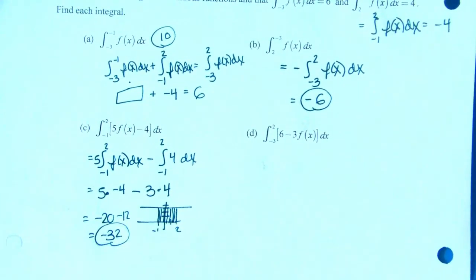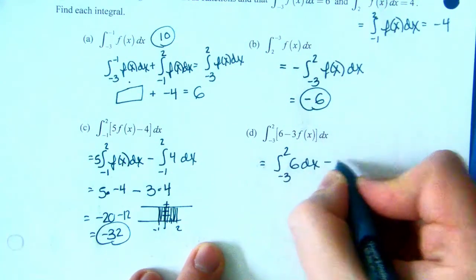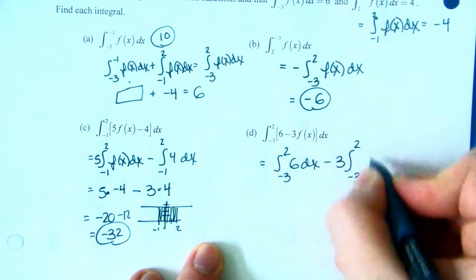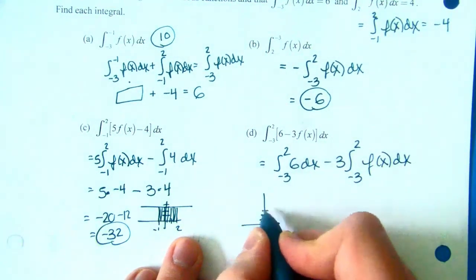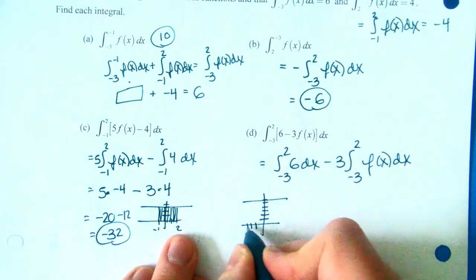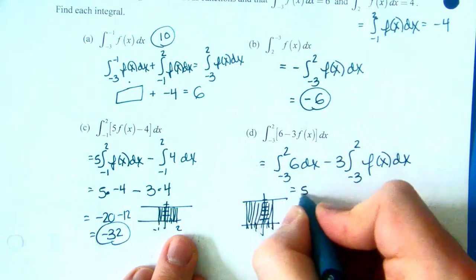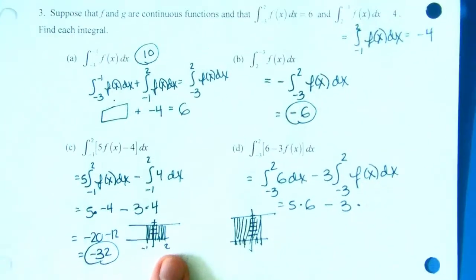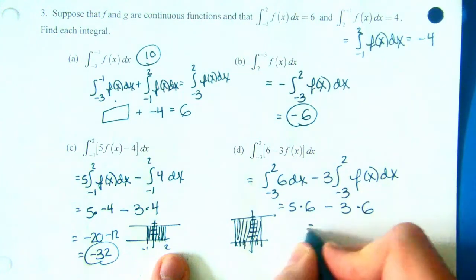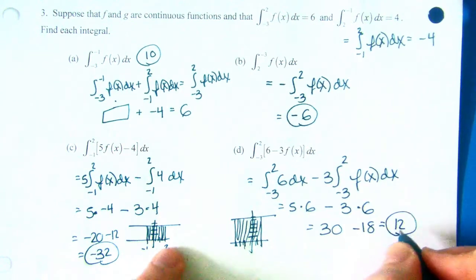Last one, try letter D. Okay, constant function of 6, 1, 2, 3, 4, 5, 6, at a height of 6, starting at negative 3, going to 2. Looks like my base is 5, my height is 6, so 5 times 6 minus 3 times... well, that next one, I gave you what that next one was. I told you that was 6. So this should be 30 minus 18, should give you a final answer of 12.